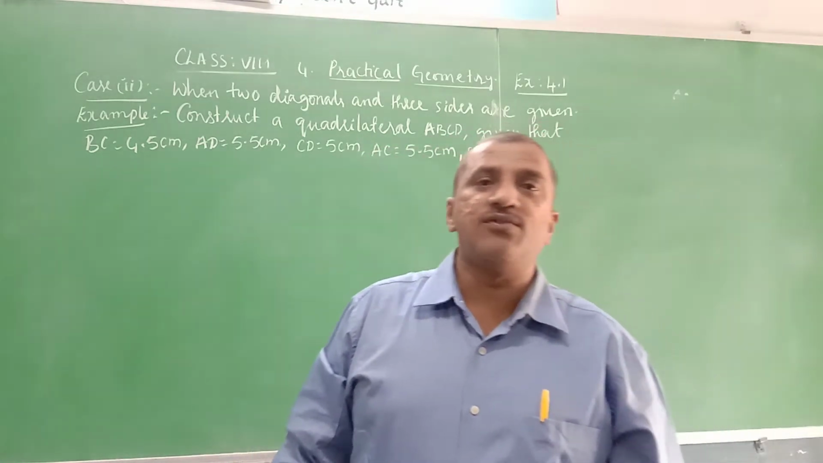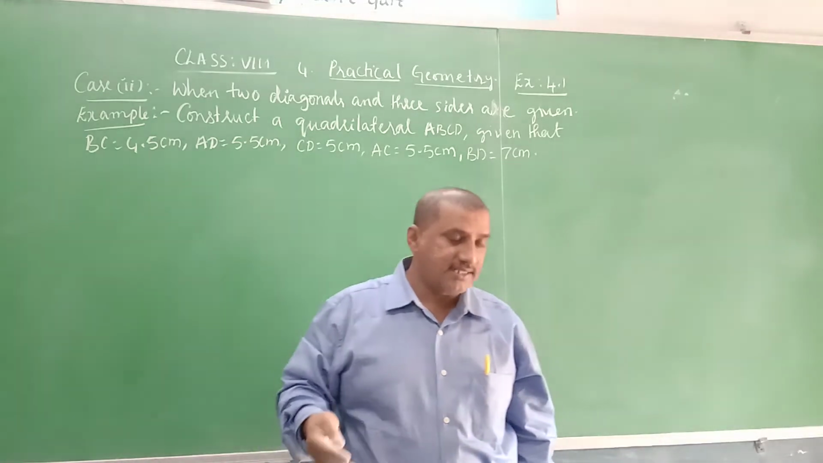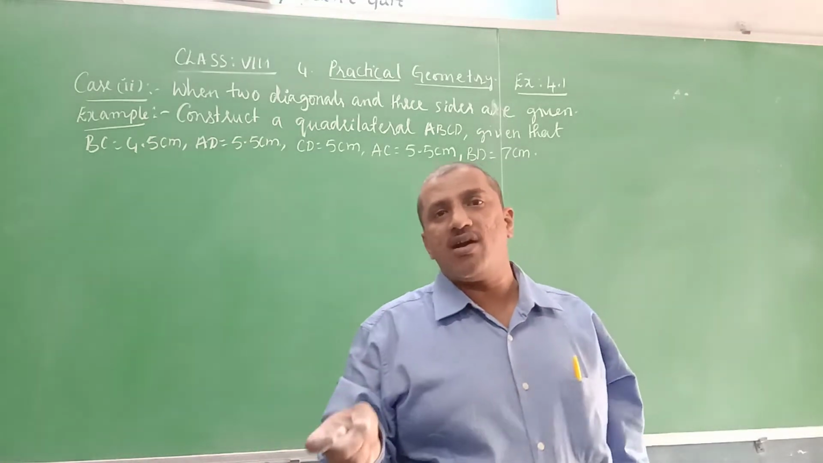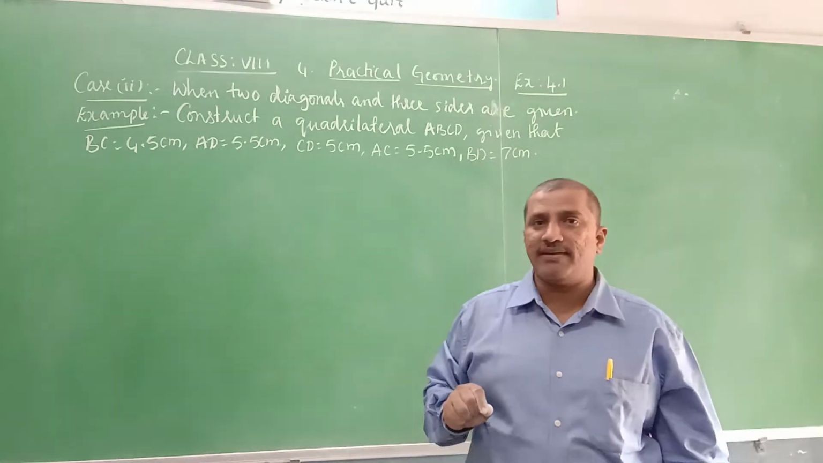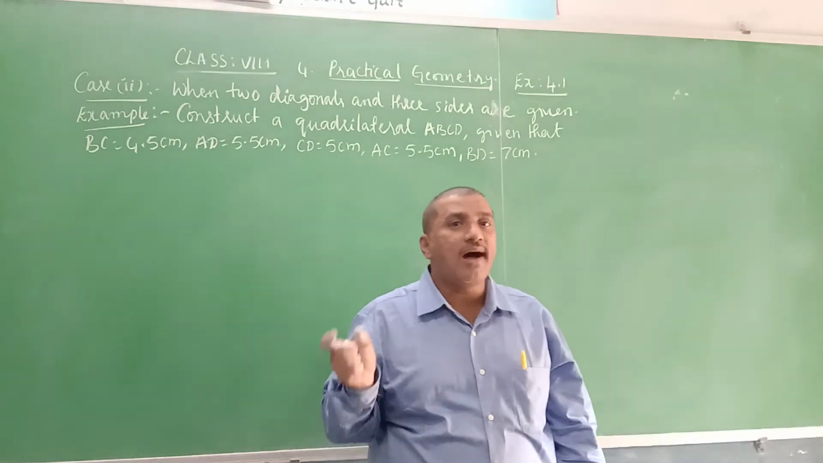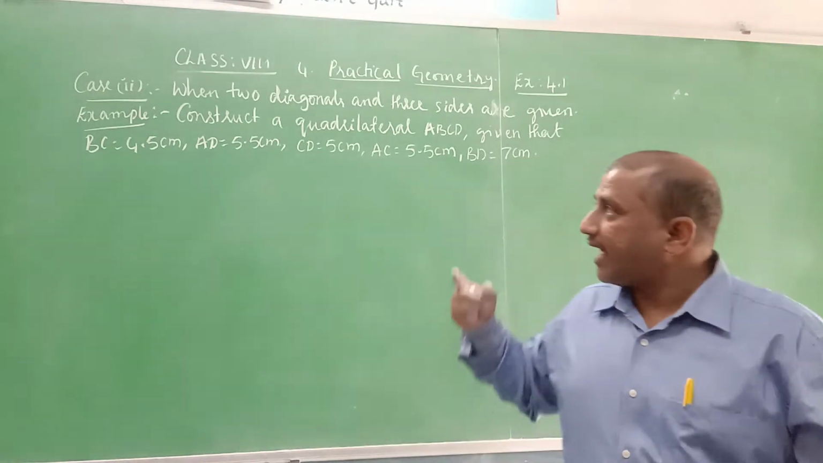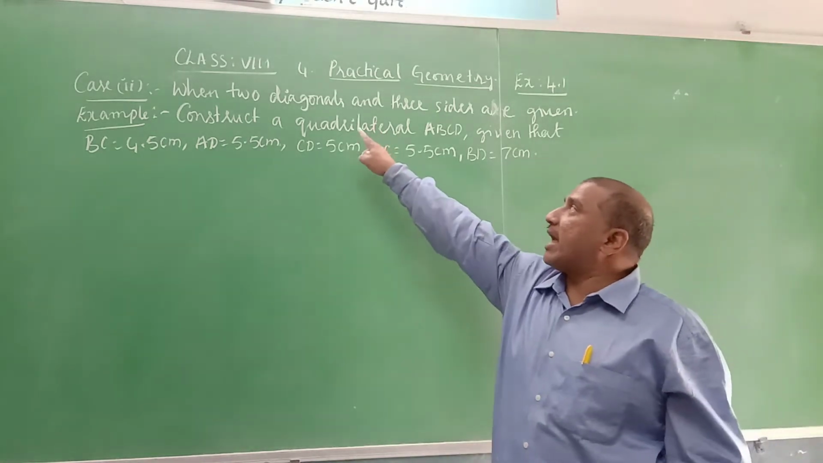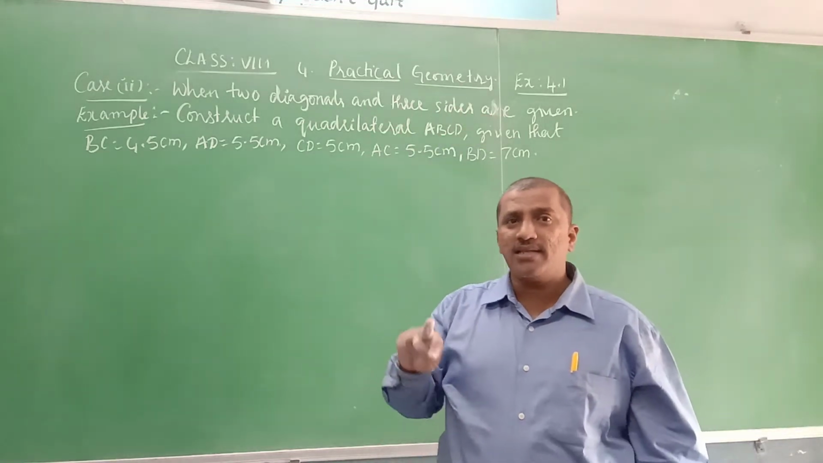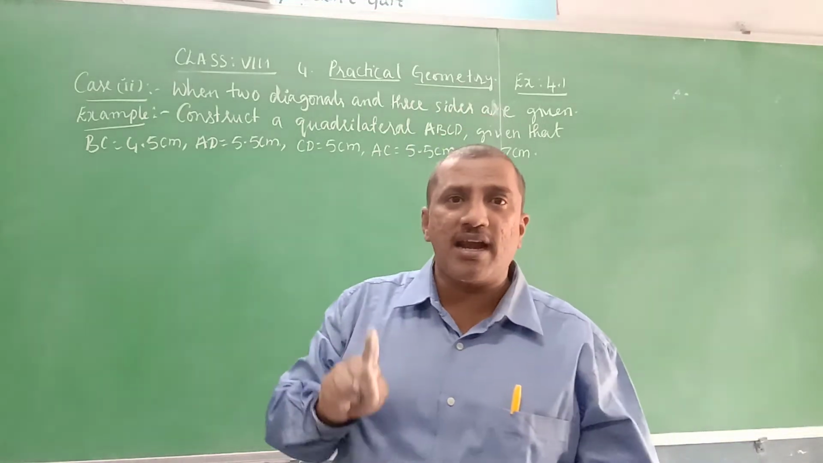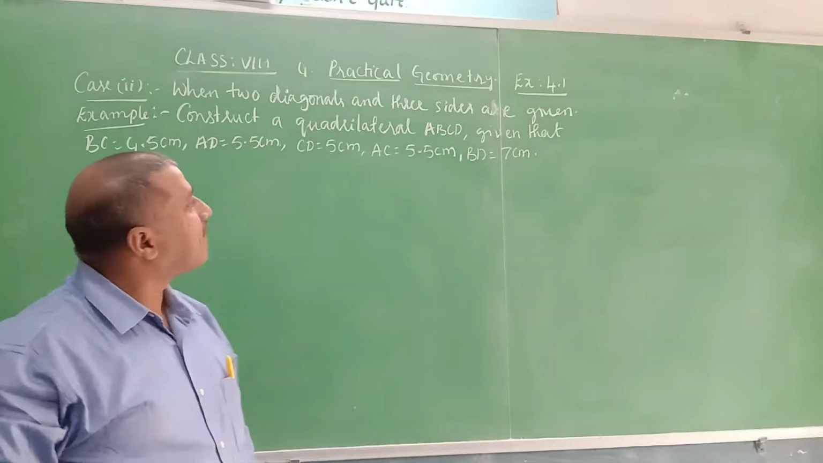We are discussing the fourth unit, practical geometry. In the previous class we discussed construction of a quadrilateral when four sides and one diagonal are given. That is one diagonal and four sides. Today we are going to discuss case 2, that is when two diagonals and three sides are given. How to construct a quadrilateral?